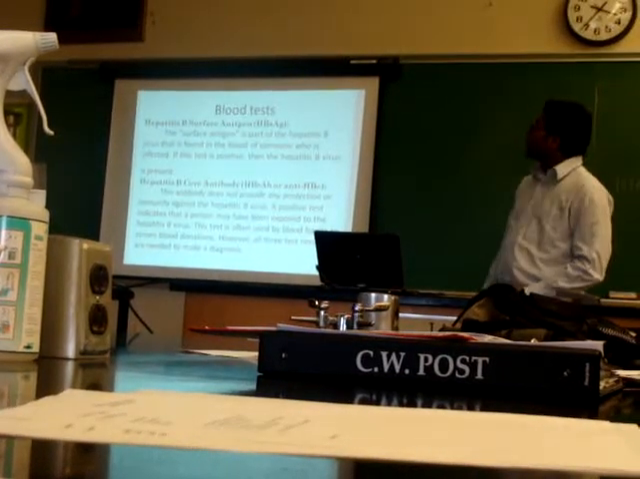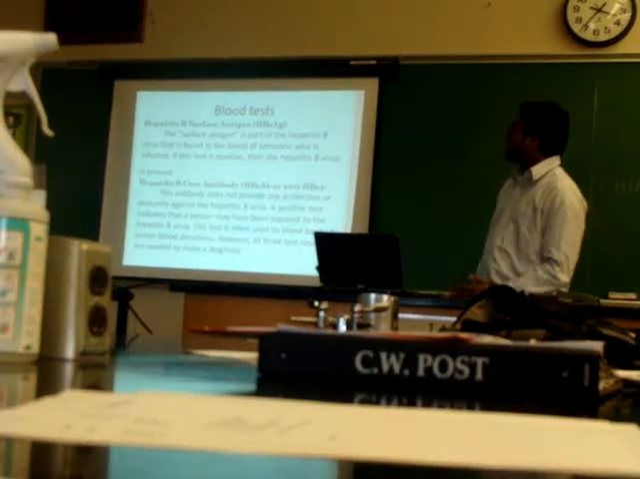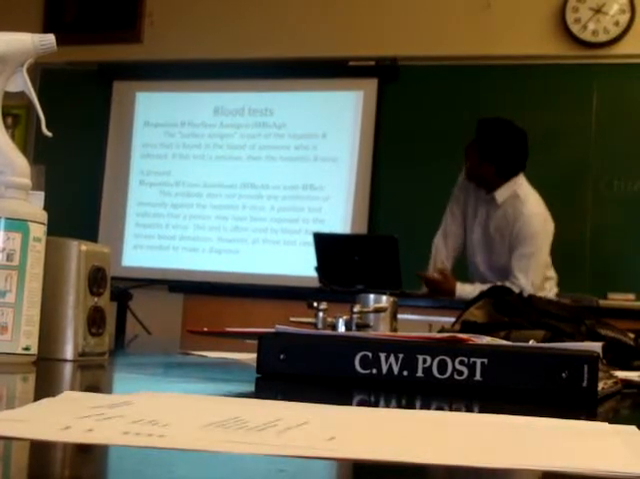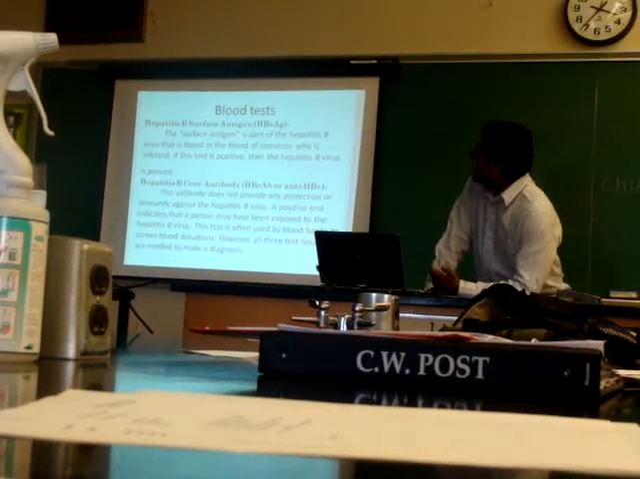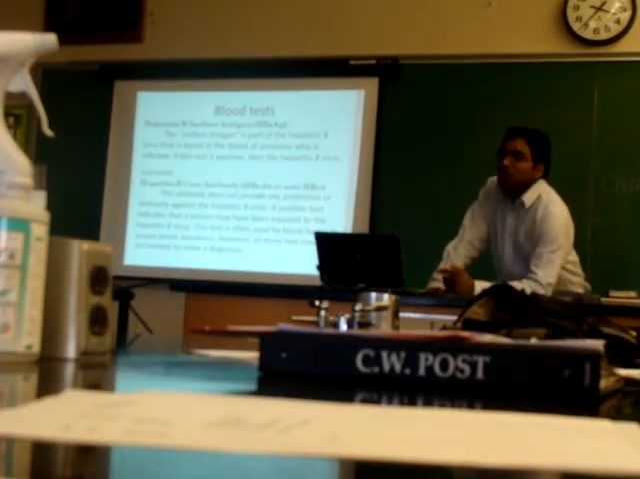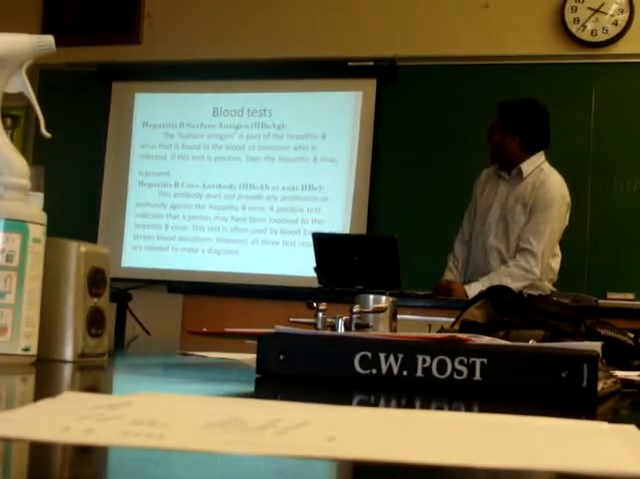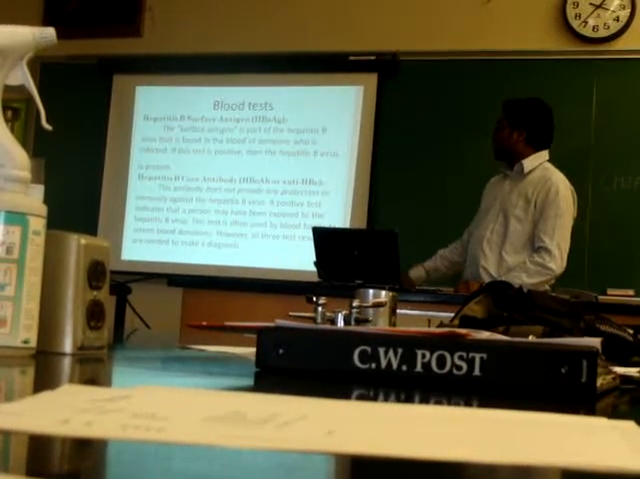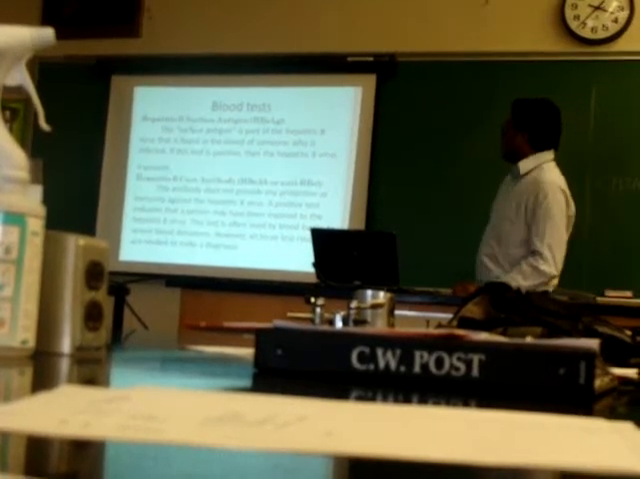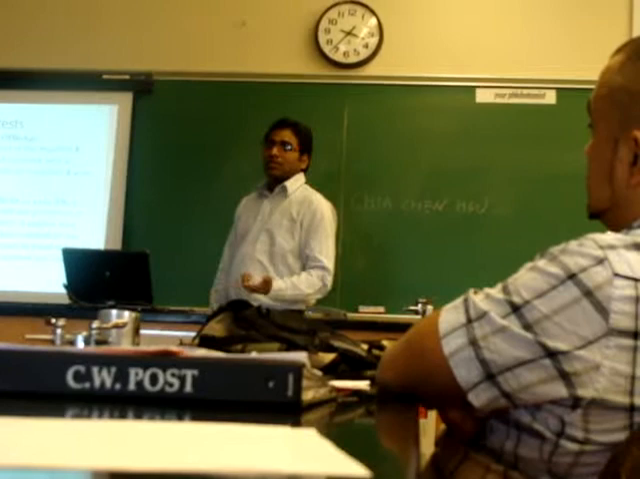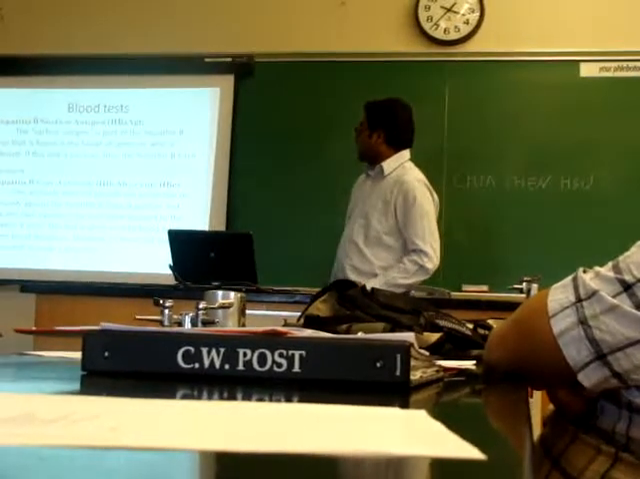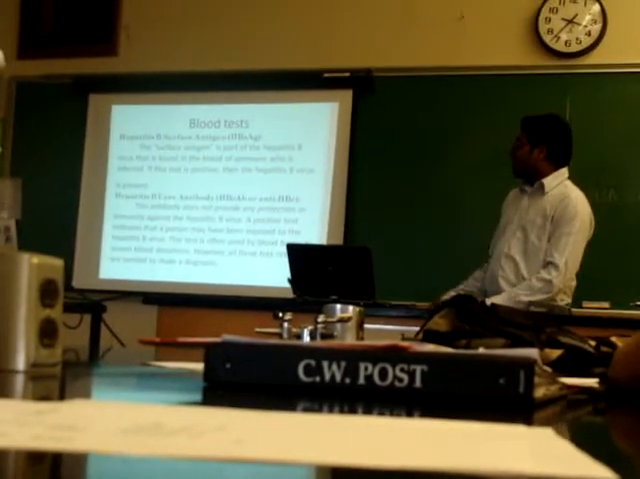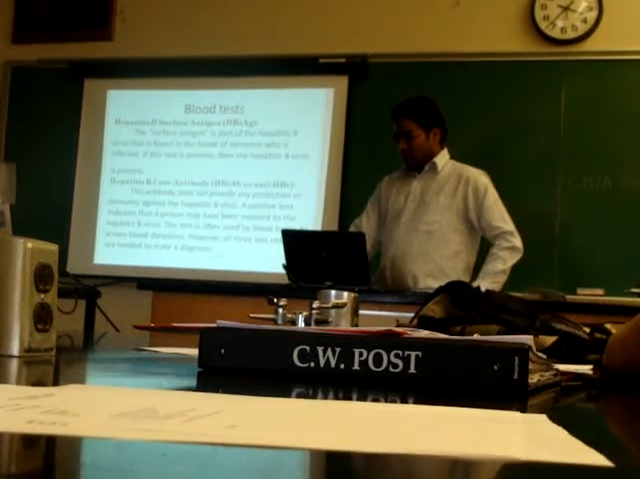Coming to the blood tests. The hepatitis B surface antigen and hepatitis B core antibody will be seen first. The surface antigen is present in the blood of someone who is infected; if it's positive, then hepatitis B virus is present, and we confirm like that. The hepatitis B core antibody does not provide any protection or immunity against the hepatitis B virus, and a positive test indicates that a person may have been exposed to the hepatitis B virus. This test is often used by blood banks to screen blood donations. However, all these three are needed to make the diagnosis.